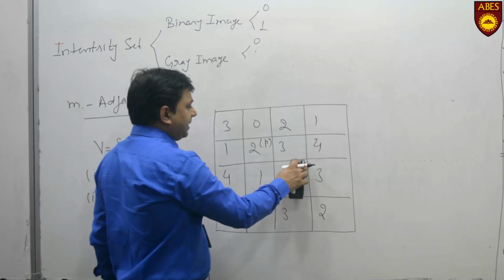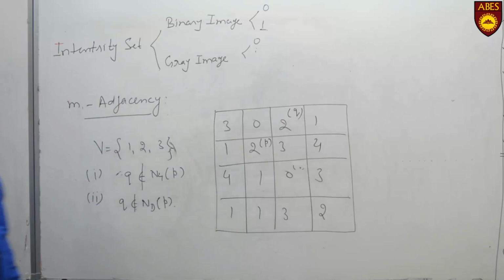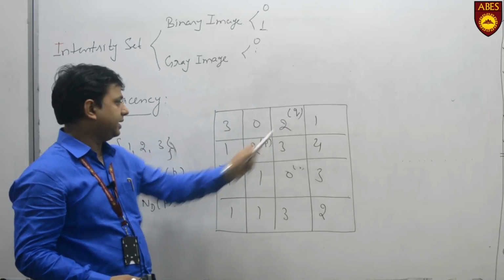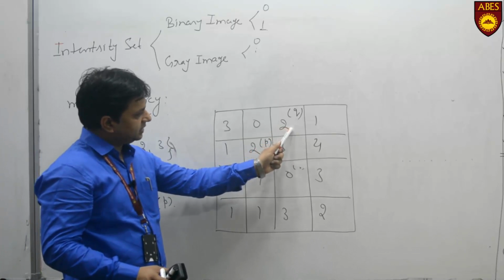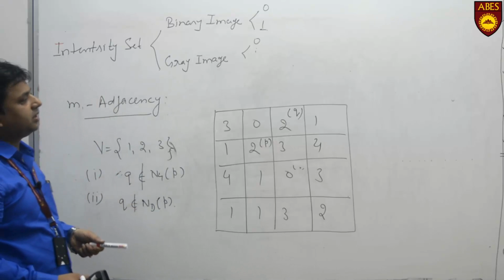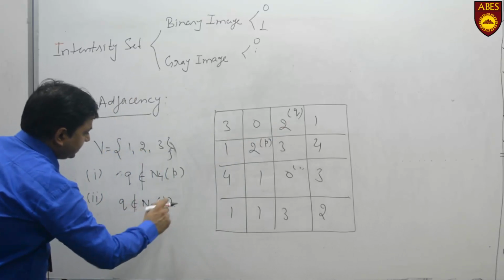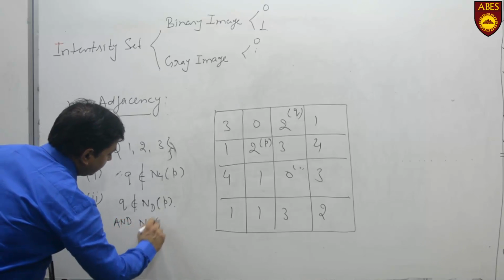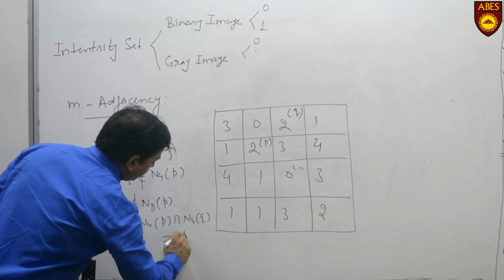Similarly, if we check for another pixel Q here, again we check whether Q belongs to N4P. No, Q does not belong to N4P. But if we check Q belongs to NDP, it is okay. Next condition we will check whether Q belongs to the given set V. Yes, it belongs to the given set V. That means in addition to this condition we have to check also N4P intersection N4Q equals phi.